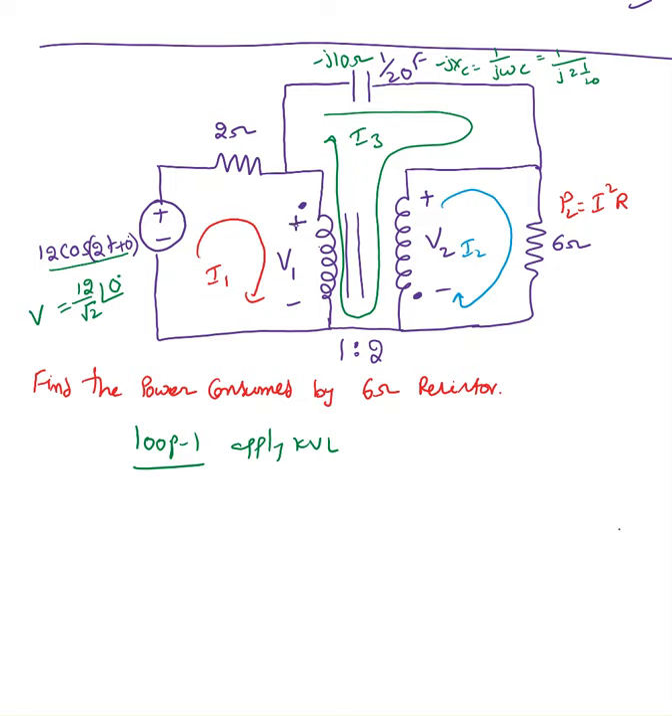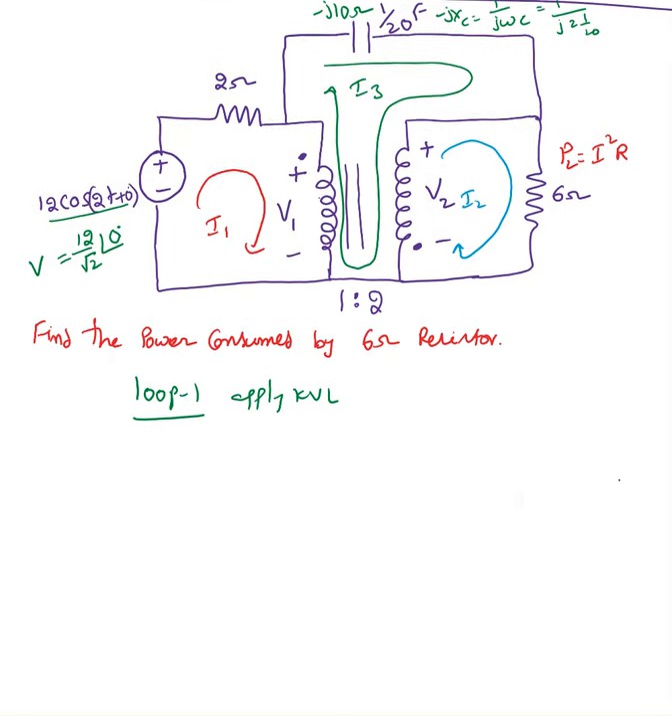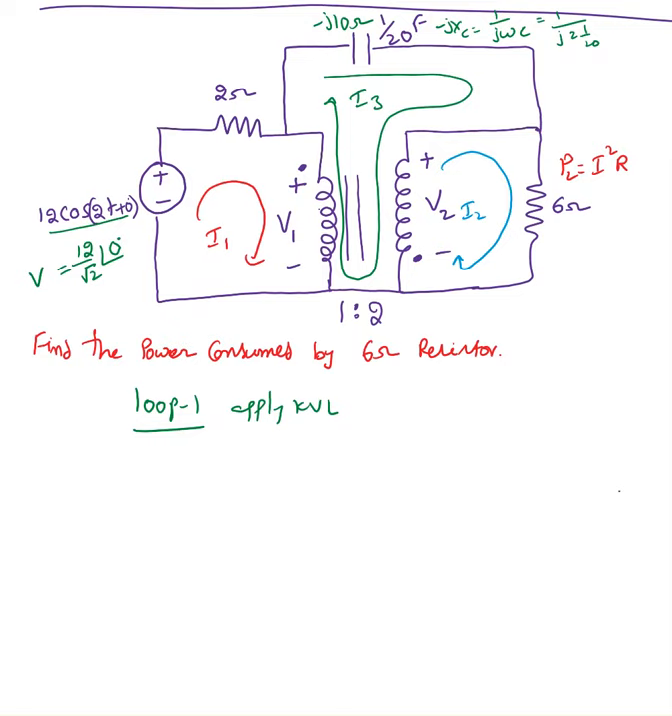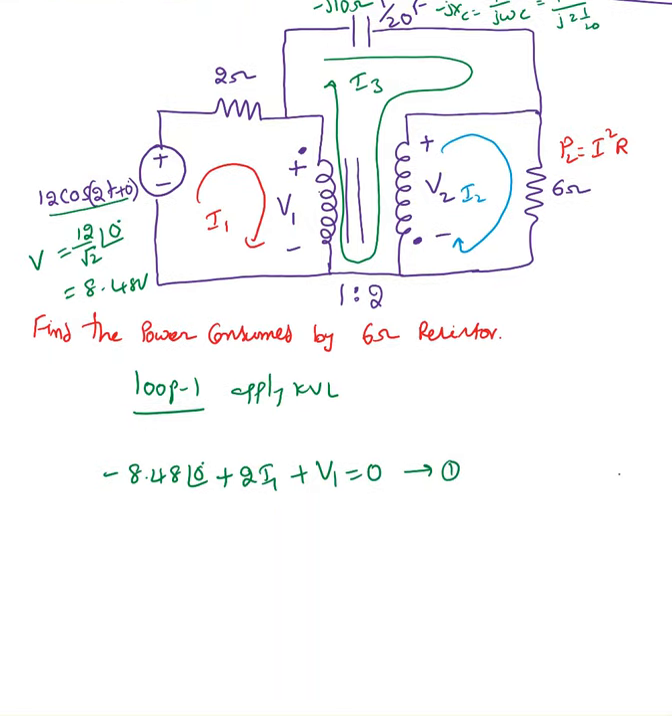Sometimes I might give positive and negative signs, sometimes I don't. If I don't give you positive and negative signs, you have to assign them according to the dot convention. In this case I gave you. So here 12 over square root 2 is 8.48 volts. So minus 8.48 at an angle of 0, plus 2I1, plus V1 equal to 0. This is my first equation.